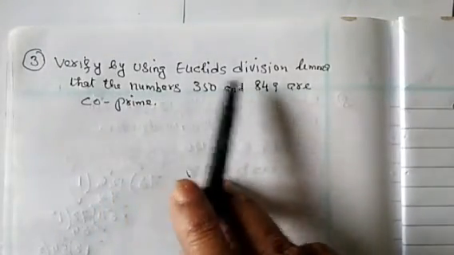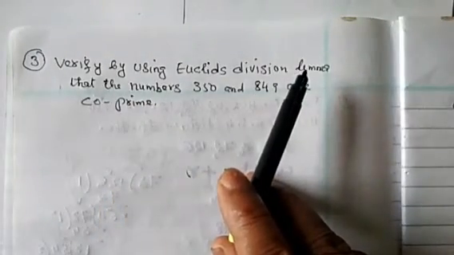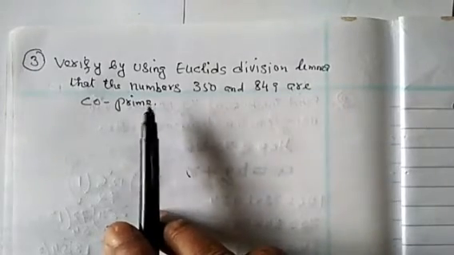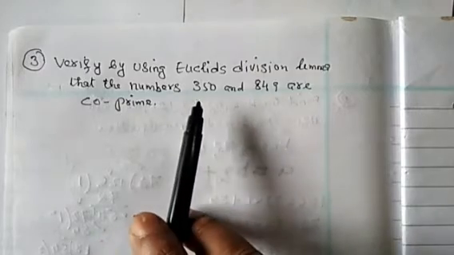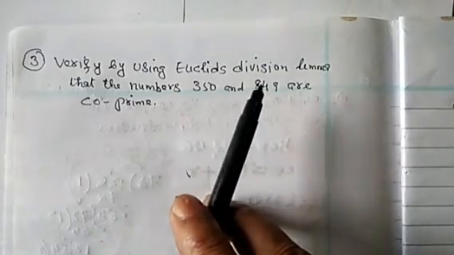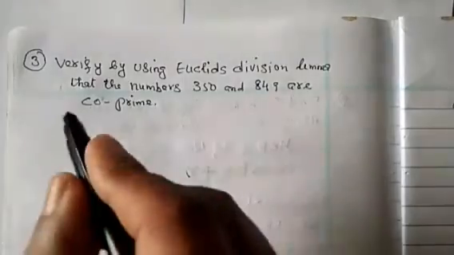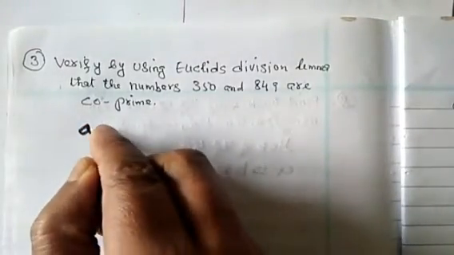The question is saying: verify by using Euclid division lemma. That means the steps you will follow are the same, that the numbers 350 and 849 are co-prime. So what is that? The formula I told you is always the same. The formula is this only.